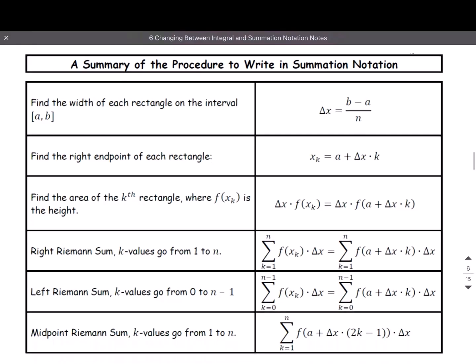So let's stop for a minute and just recap the procedure to write in summation form. First thing you're going to do is find the width of each rectangle in the interval from a to b. That means find delta x, b minus a over n. The next thing is we're going to find the right endpoint of each rectangle. We're finding the x value that we're plugging in. We're finding the first term plus delta x times k. Next thing is you're going to find the area, which means you're going to do delta x times, and you're going to plug that x of k into f.